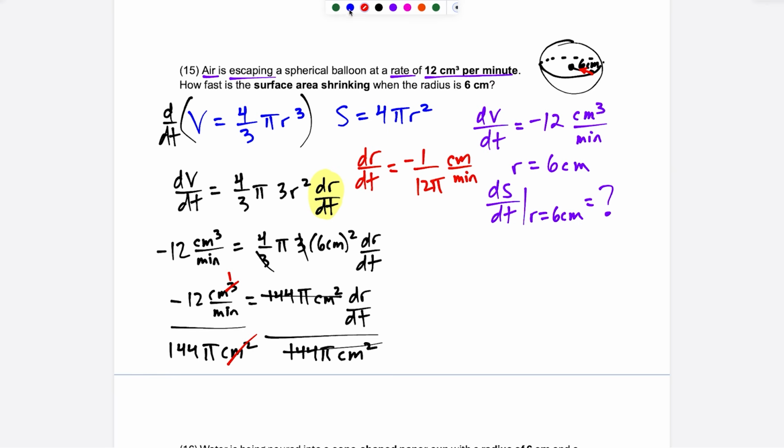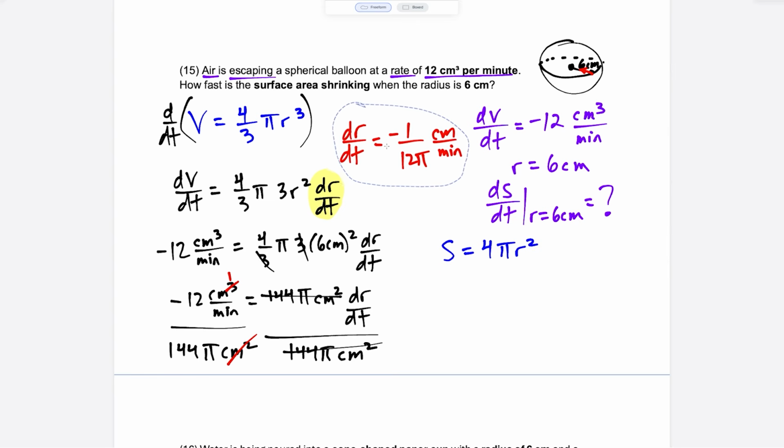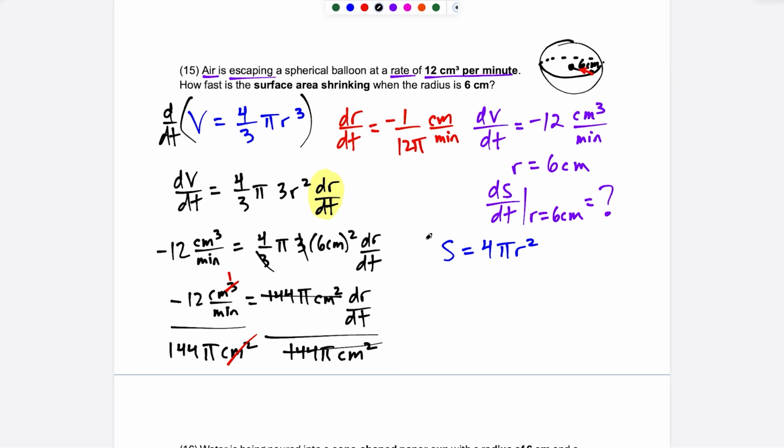So now the next thing that we're going to do here, I'm just going to transfer this over here. So this equation, we want to know how fast is the surface area changing. So this piece is going to be useful, but now we're going to derive with respect to time. So we derive this one, and we're going to have dS/dt equals, and then 2 times 4 pi gives us 8 pi r, but then we tack on dr/dt. So now we're ready to find this unknown rate. What is dS/dt the moment that r is equal to 6 centimeters?